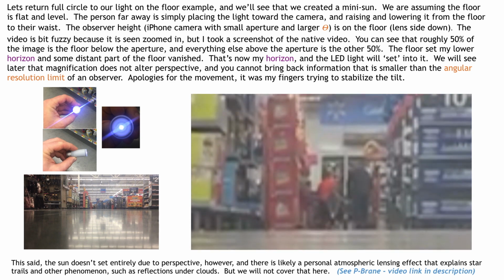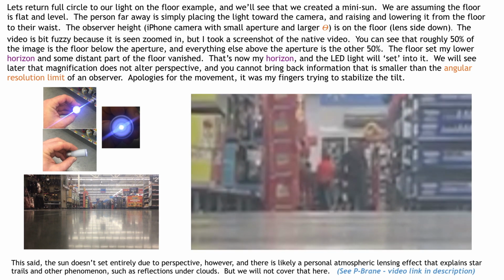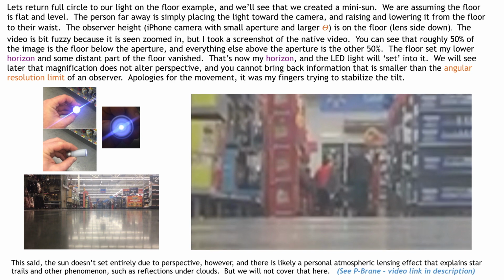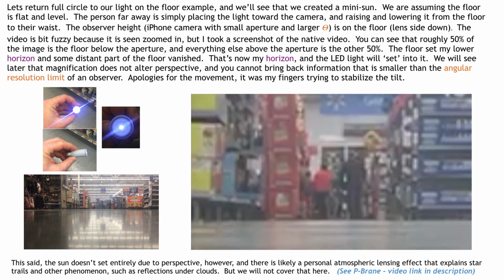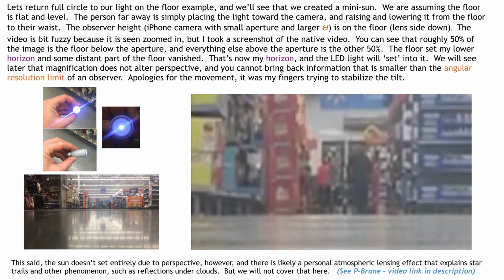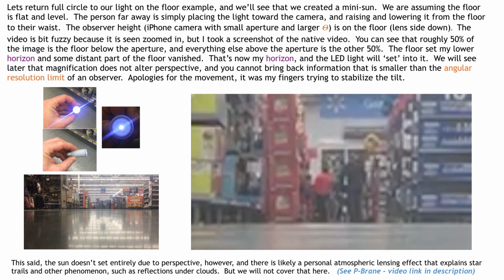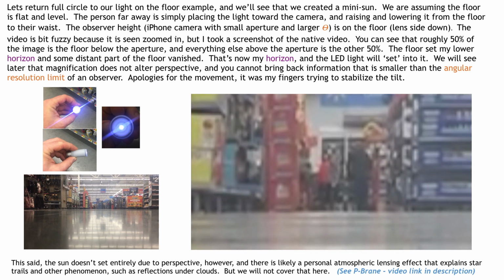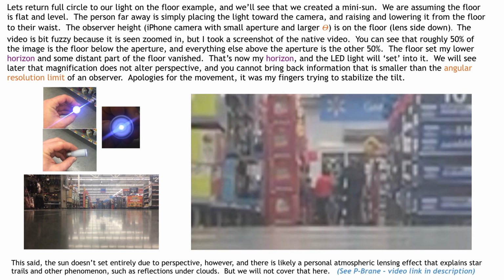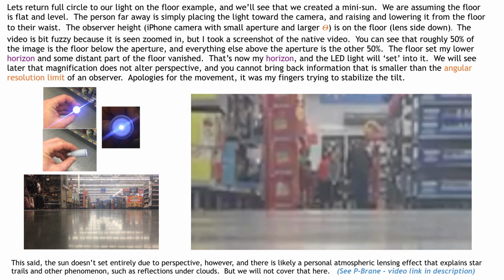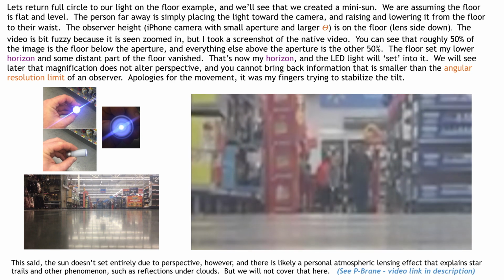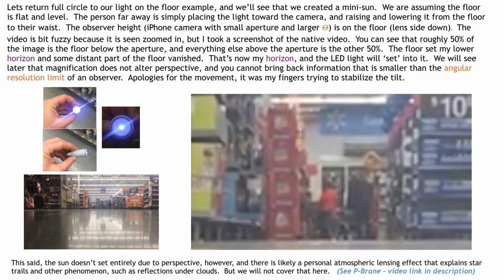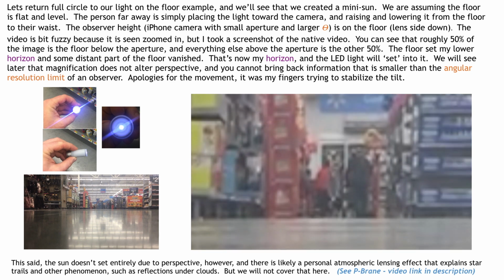That said, the sun doesn't set entirely due to perspective, I don't believe, but I think it's a significant part of it. There is likely some kind of personal atmospheric lensing effect that explains star trails and other phenomena, such as reflections under clouds and many effects of the sun and so forth, such as the sun may be like a rear projection or something to that effect, and we don't actually know where the actual object is above a personal atmospheric lensing system, let's say. But there's a great video on that, and I'll leave a video link in the description for that video.